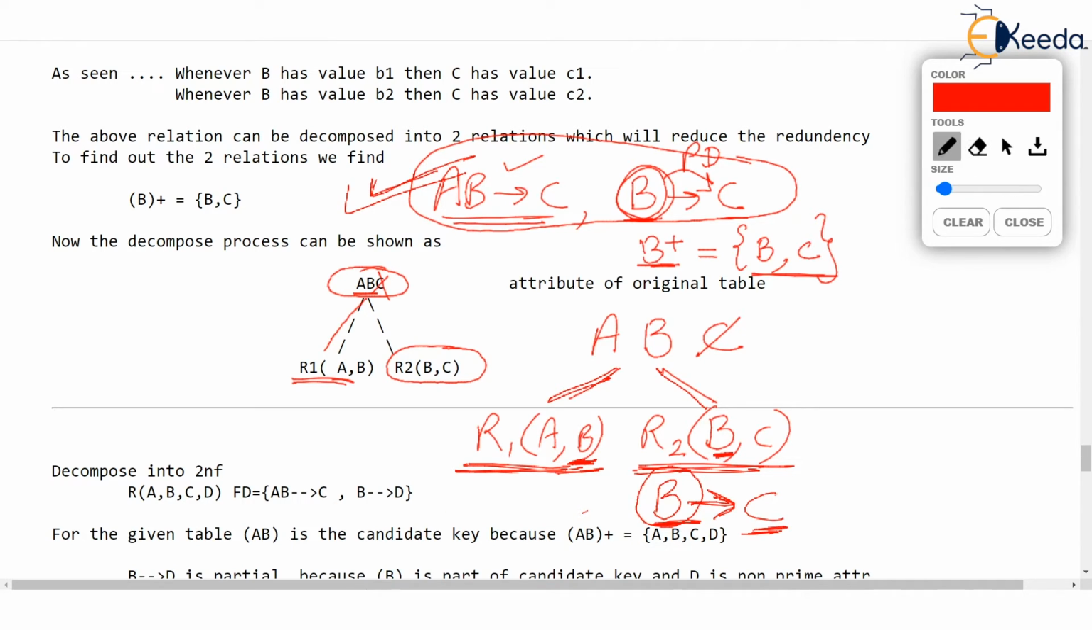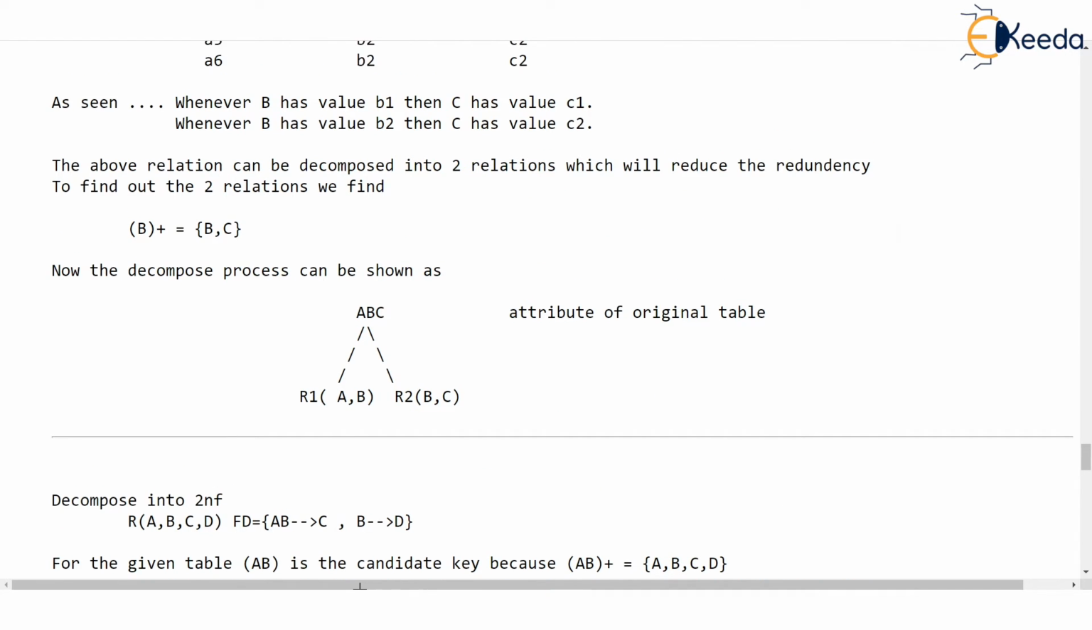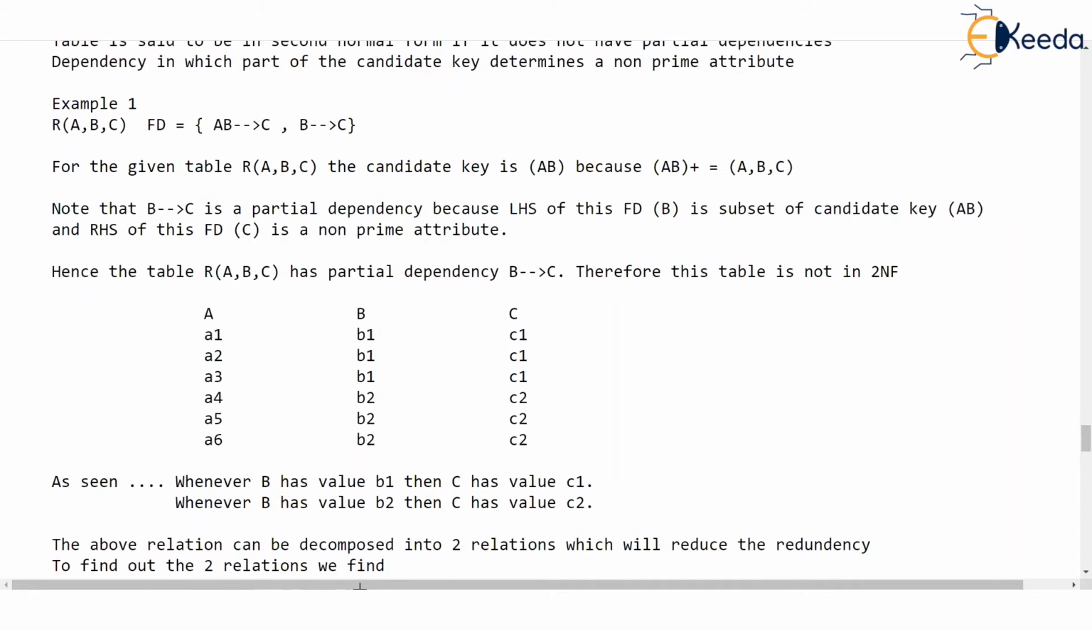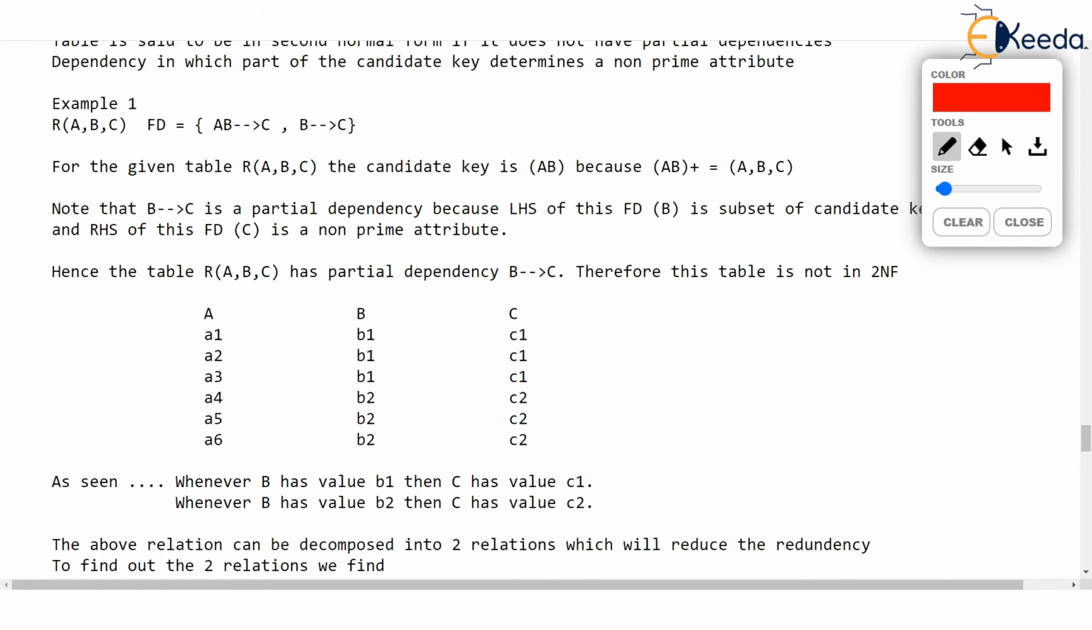We don't have A determines B or B determines A. So there is no problem with this table which contains AB, and there is no problem with this table either because this does not have any partial dependency. Come again, if you have any partial dependency, what will you do? Just check this. We have this partial dependency in this table, B determines C, correct?